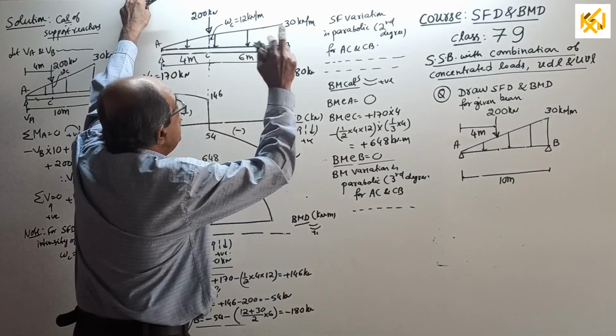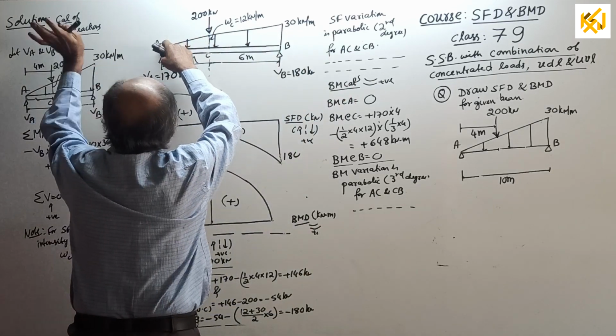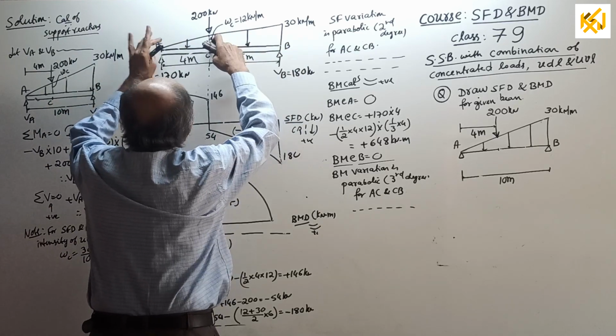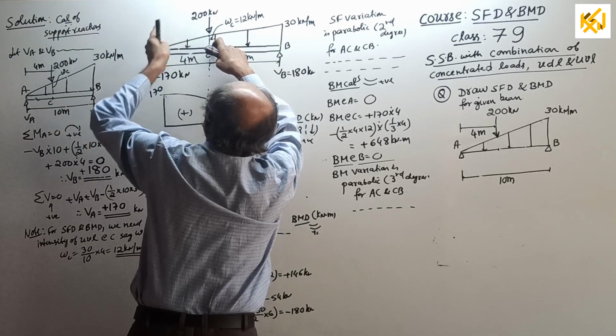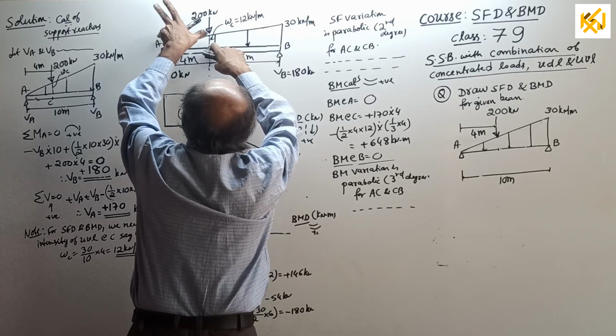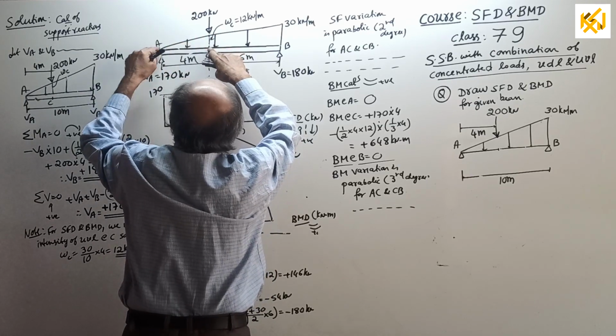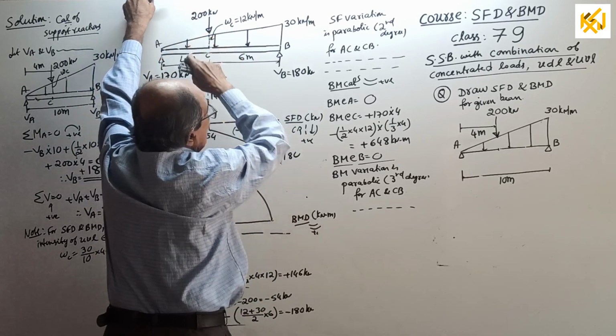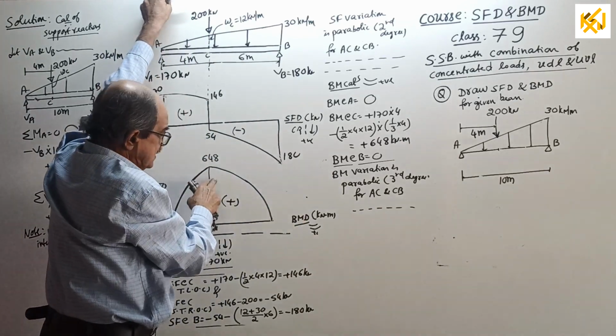Okay, start the BM calculation. BM at A, 0. BM at B, 0. BM at C, look at this side: plus 170 into 4 minus the moment of this load, which is half into 4 into 12 into 1/3 of 4. You get the answer 648.